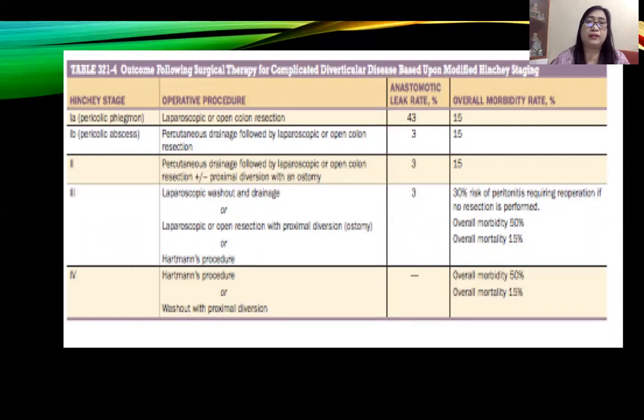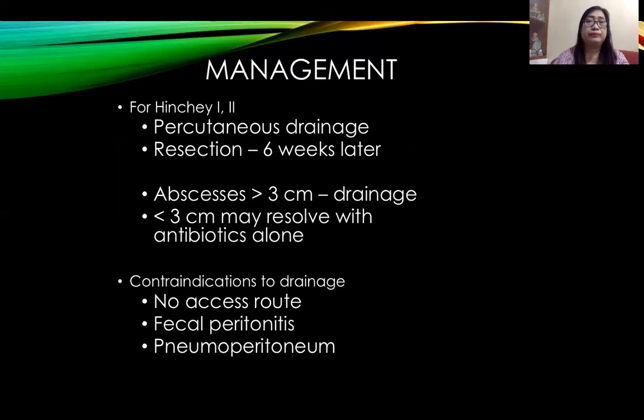Okay, so this is the Hinchey stage that we are talking about. Just read this in your book. So this is the management as we were talking about. Okay, so your Hinchey 1 and 2, your percutaneous drainage and resection 6 weeks later. So you have to drain first your abscess before you resect after 6 weeks.